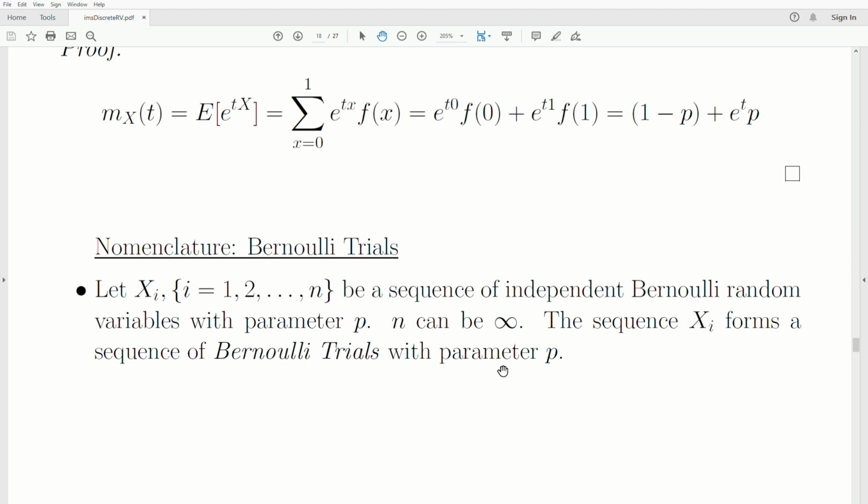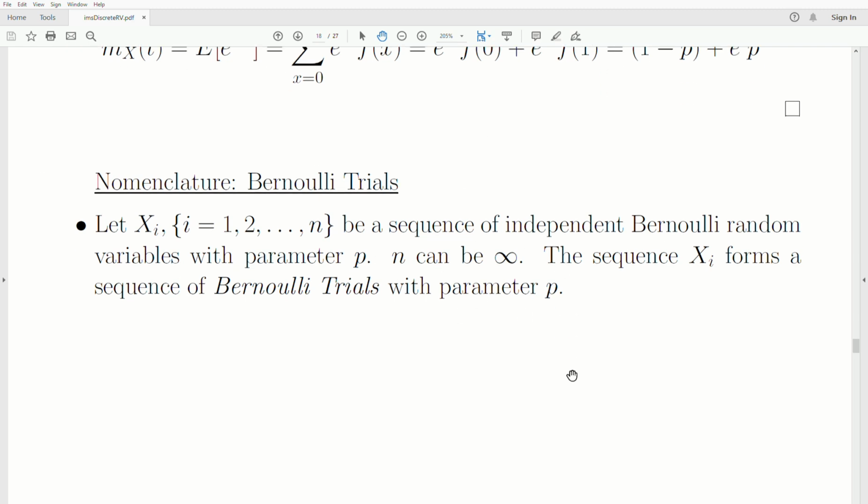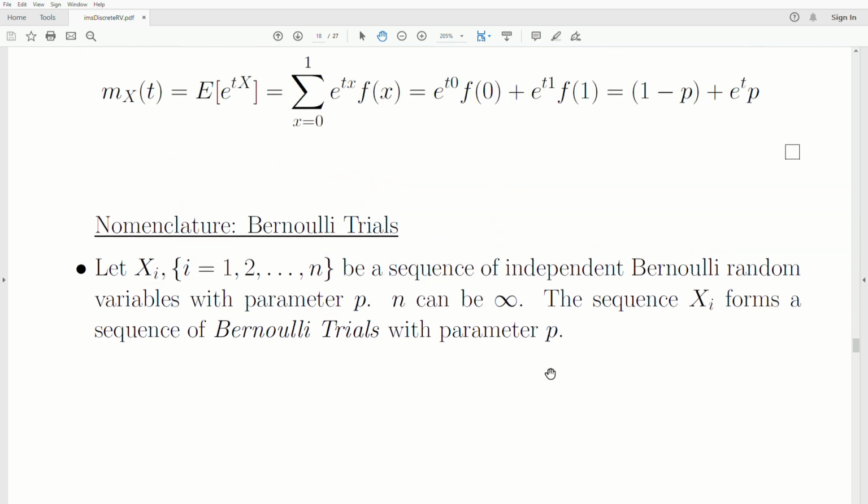So in our next video, when we look at what's called the binomial distribution, we'll say stuff like, assume we have a sequence of Bernoulli trials of size n, or something like that. And then you can also say an infinite sequence of Bernoulli trials with parameter p. Anyway, I just wanted to introduce that, and I think we're done with this video.